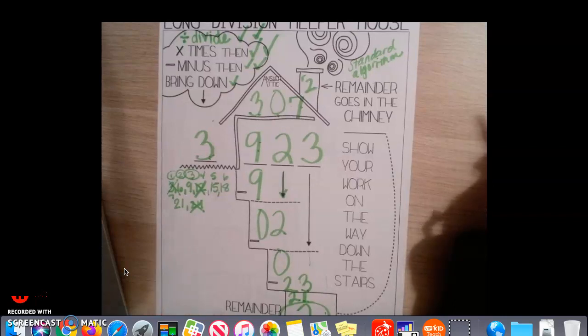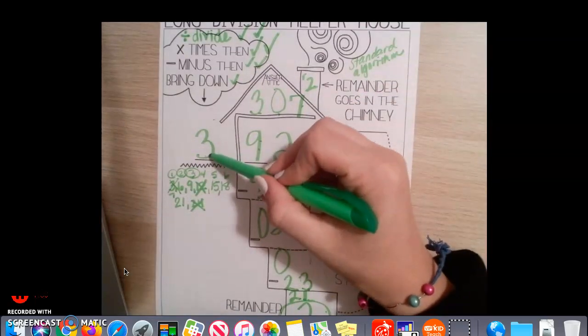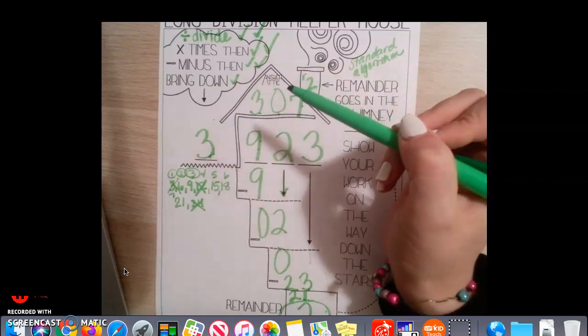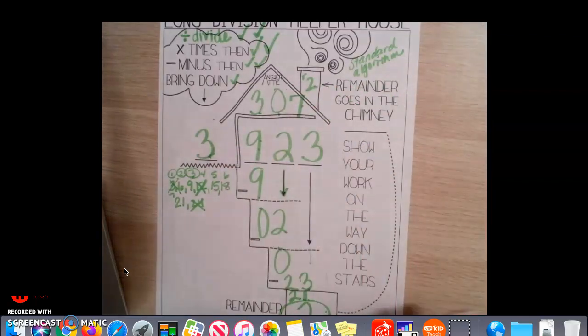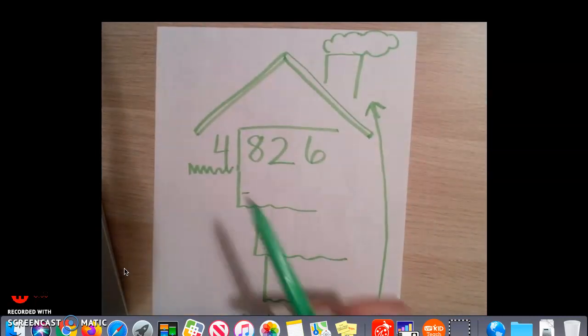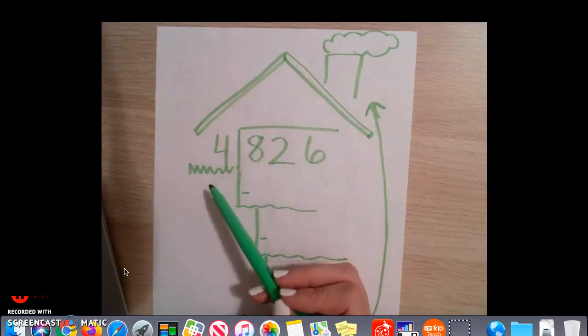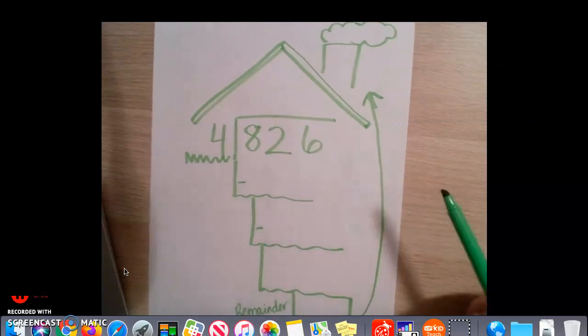Okay? So you're just going to follow those steps to divide. It helps a lot if you write out the multiples of 3 and then figure out how many times it goes in. Go ahead and flip your paper. We're going to do this problem next. 826 divided by 4. So go ahead and get that written on the back of your paper.